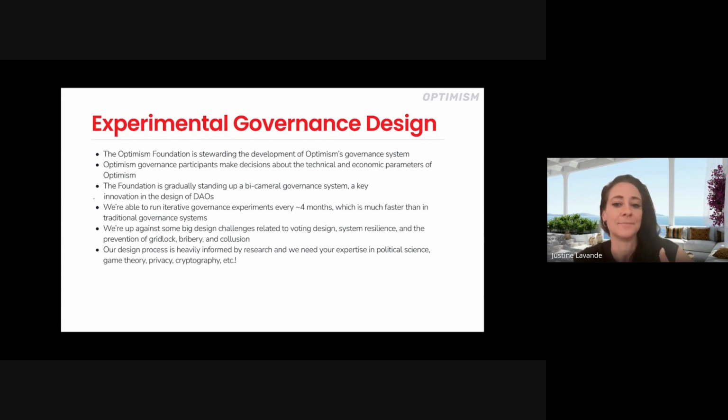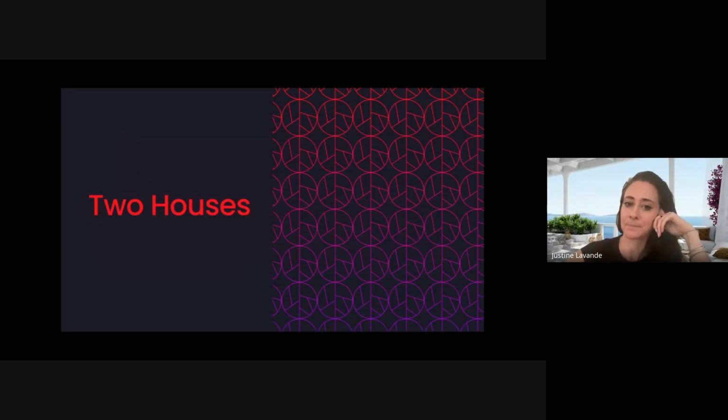But as we go about establishing this system, there are some pretty big design challenges related to voting design, system resilience, how to prevent gridlock, how to identify collusion, and these questions need to be answered by research across disciplines, such as political science, game theory, privacy, cryptography, when you talk about public or private voting, etc. So this presentation will give a general overview of how the governance system is set up, and then what some of those open design or research questions are, as they relate to the design of the system.